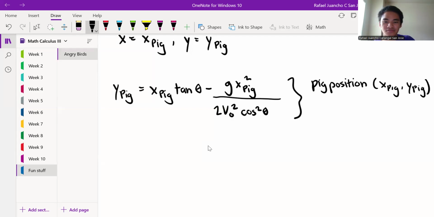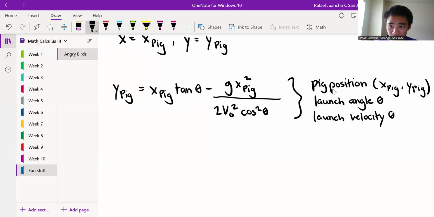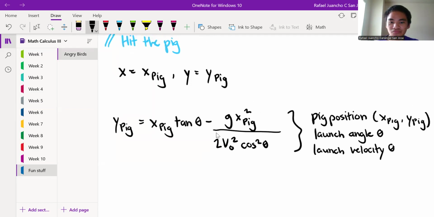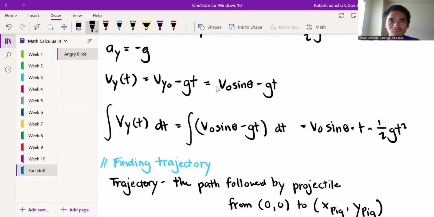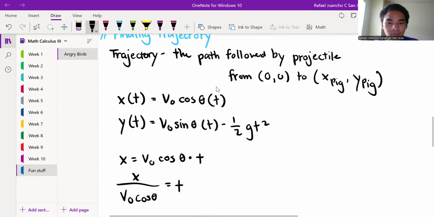We have theta. Theta is the angle, launch angle. So I'm gonna say launch angle theta. And we also have a launch velocity. So initially, what was the velocity when we launched the bird? Right? And how does that affect the bird hitting the pig?